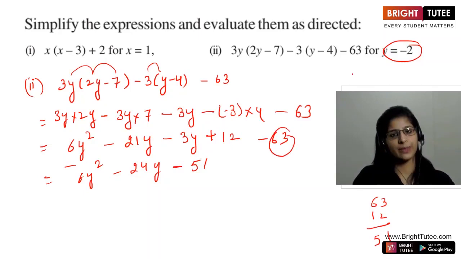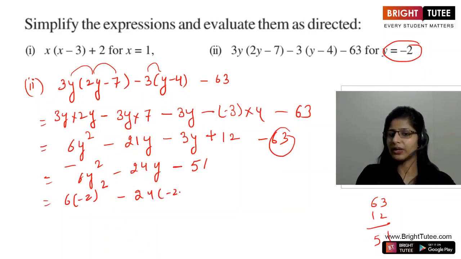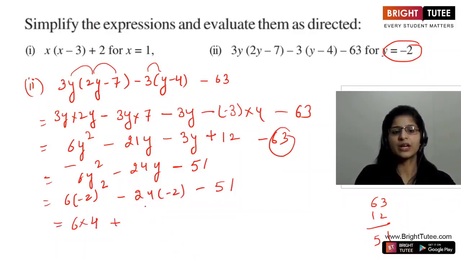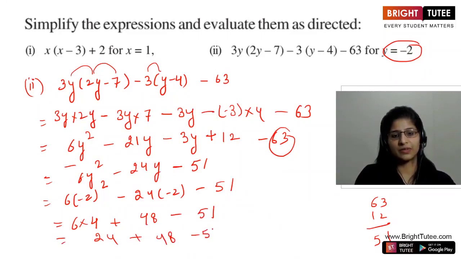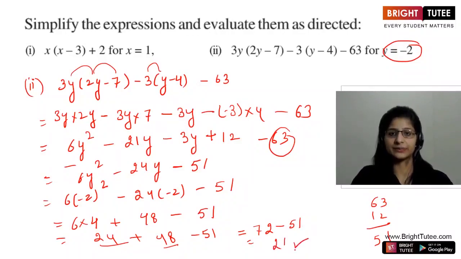Now we have to put y as minus 2. Let us put it here: 6 into (minus 2) whole square, minus 24 into minus 2, minus 51. 6 into minus 2 square is 4, minus minus will get plus, 24 into 2 is 48, minus 51. 6 fours are 24, plus 48, minus 51. 24 and 48 makes 72, minus 51. So 2 minus 1 is 1, 7 minus 5 is 2, we get 21.